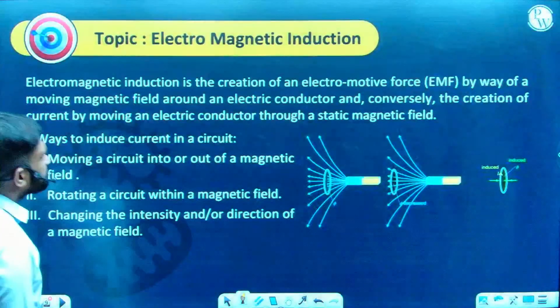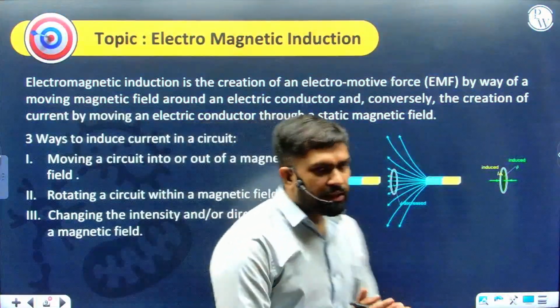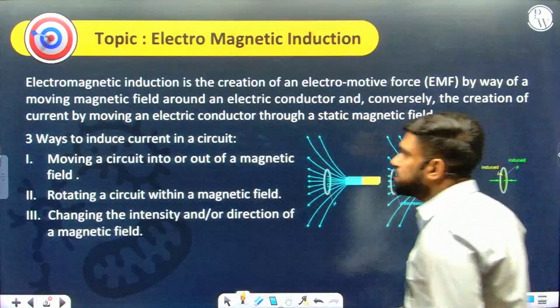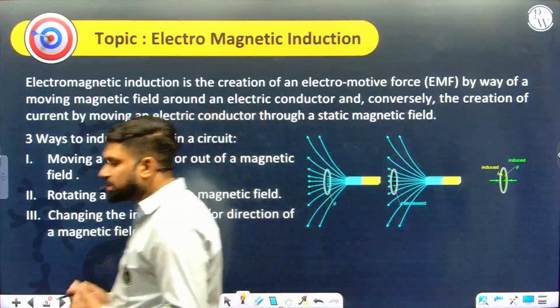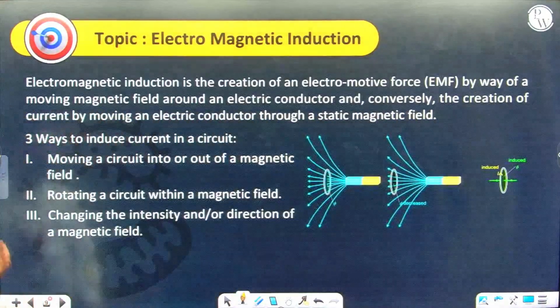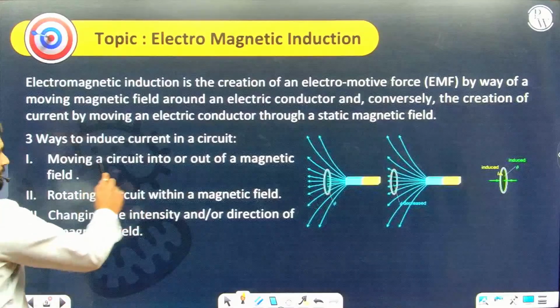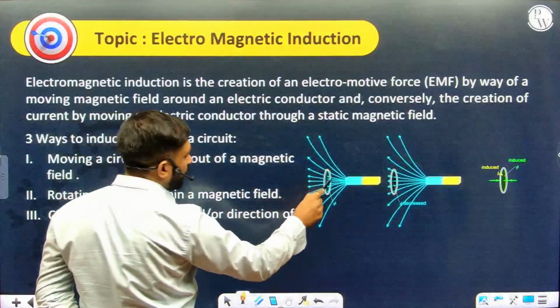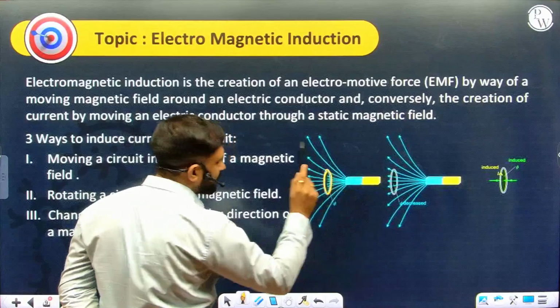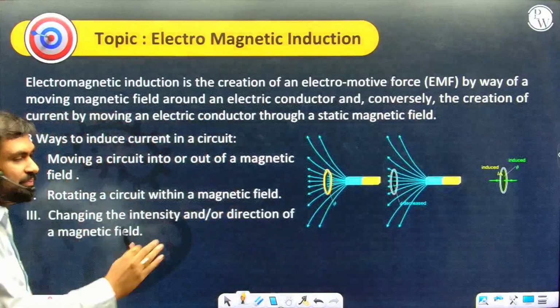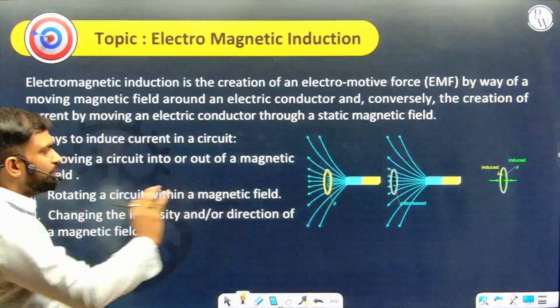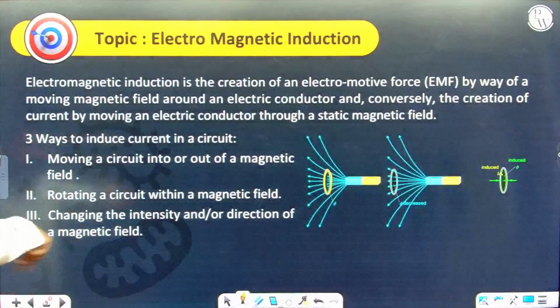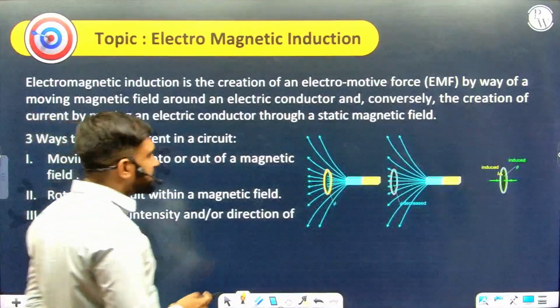Let's move on. Discussing the three ways in which we can induce the EMF or induce the current, they are saying we have a coil and there is a magnet. We can move the coil forward and backward, or we can move the magnet forward and backward. According to this, there will be some induced current we can see. Why is that?